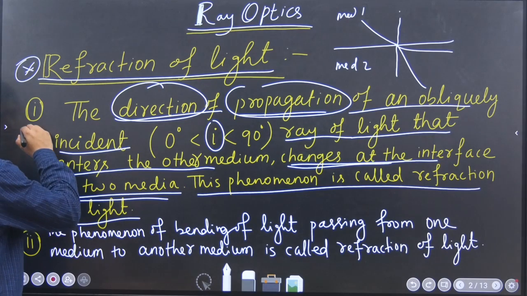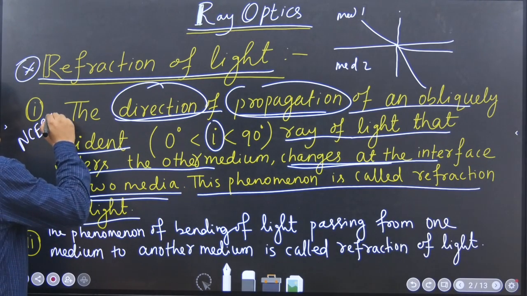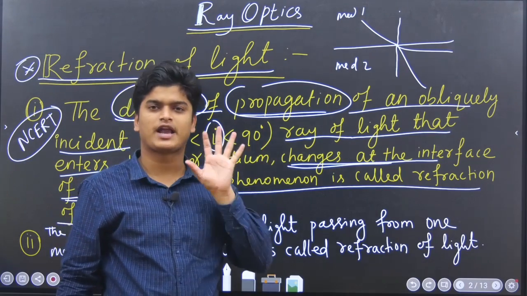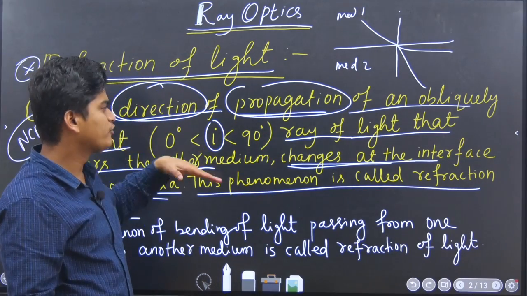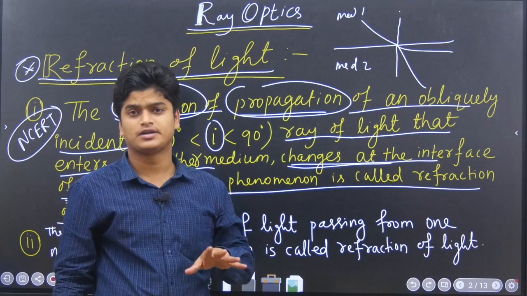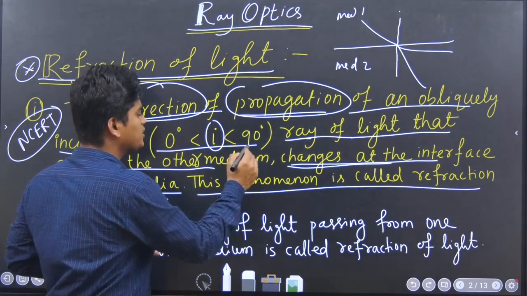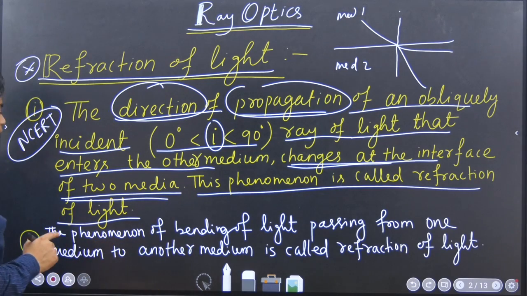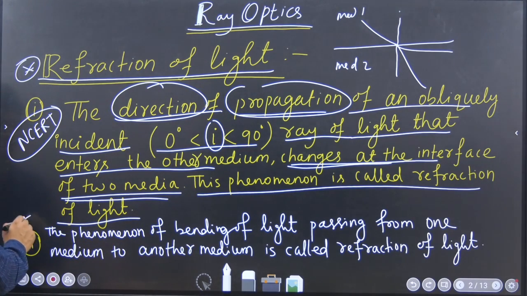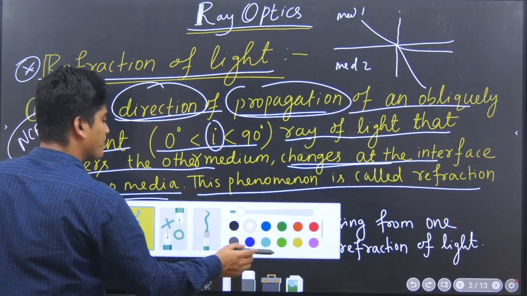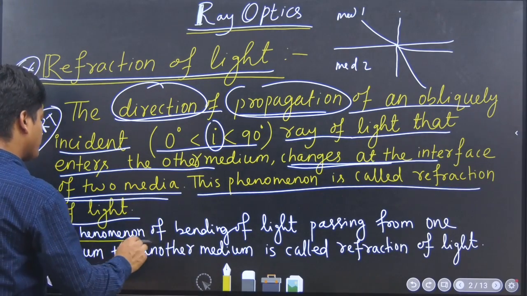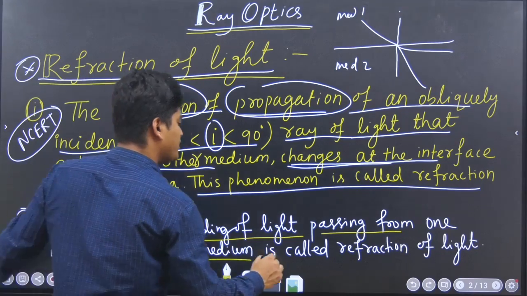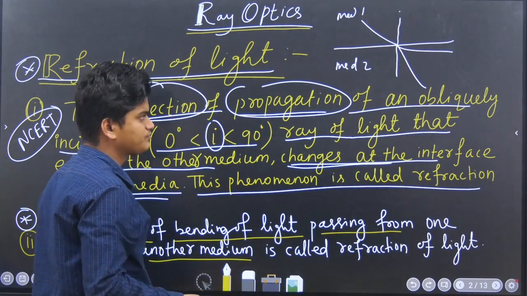Now remember, this definition is from NCERT. So here you perfectly understand the direction of propagation of light, and which type of light? Obliquely incident ray of light, and for that the condition, remember, is that the incidence angle should be greater than 0 and less than 90. And another definition to understand here: the phenomenon of bending of light passing from one medium to another medium is called refraction of light.